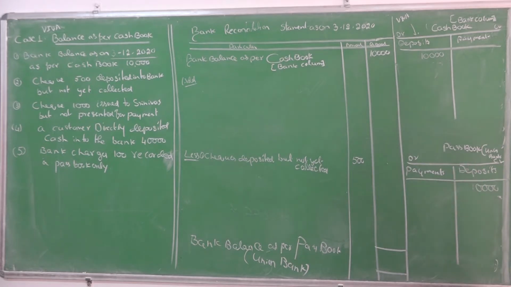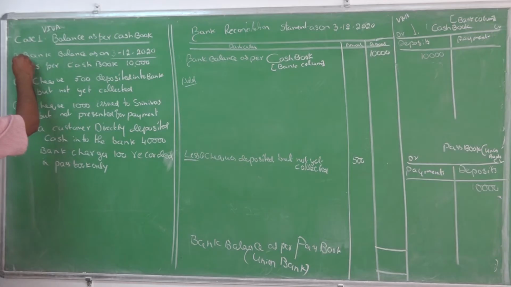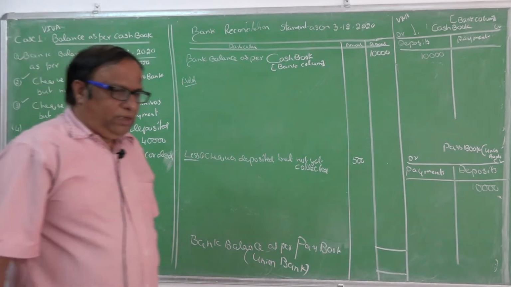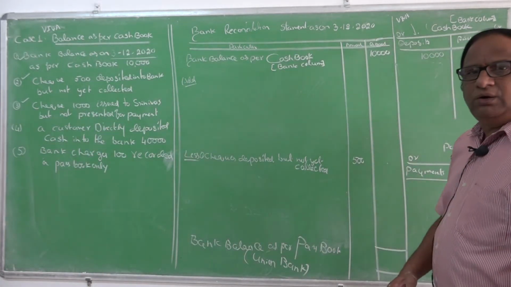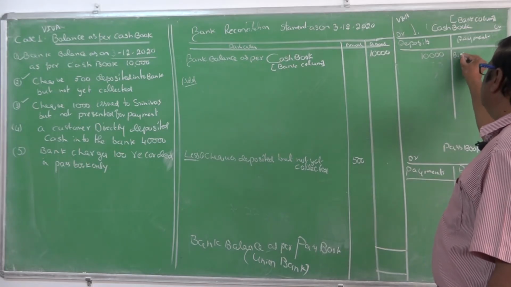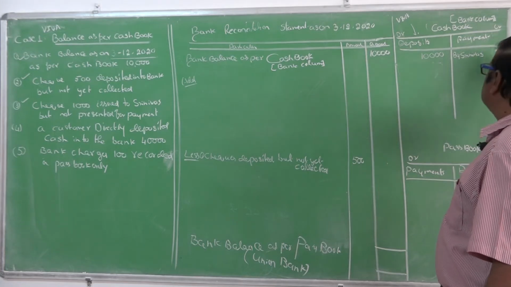Now both are equal. There is no BRS difference. Now we can go for the third point. First point completed, second point completed. Now the third point: checks 1,000 issued to Srinivas but not presented for payment. He is one of the suppliers who supplied the rice for us. Now the Viva school accountant has given a check for payment by Srinivas. How much? 1,000.